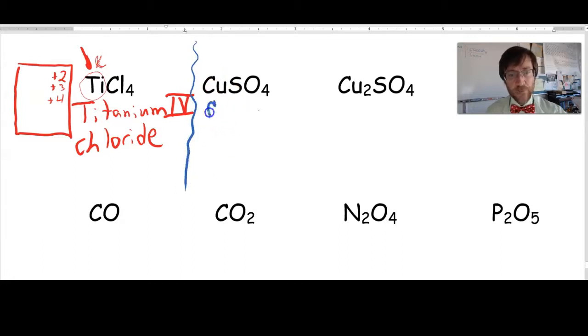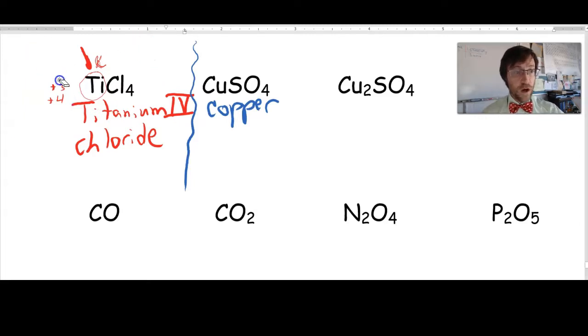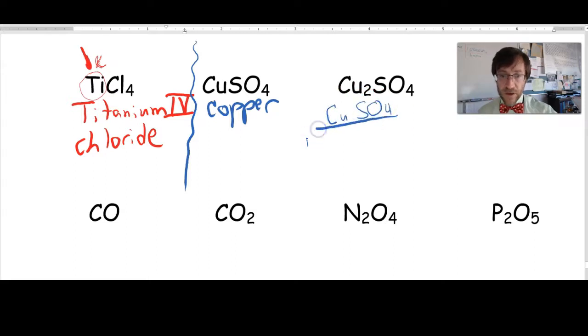Cu is copper. And let me check the periodic table. Copper has multiple options. Copper can be +1 or it can be +2. So I don't know what the charge of copper is. So I'm going to come over here. I'm going to figure it out. So I've got CuSO4. Remember, the number goes first.